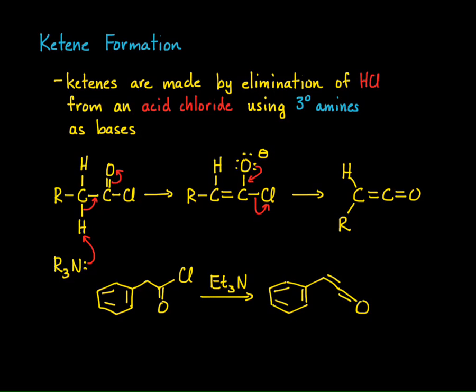So that is how we make carboxylic acid derivatives and acyl-like compounds. We see we can make esters and amides through migration processes. We can make nitriles through substitution or dehydration, and we can make ketenes through the elimination of HCl from an acid chloride using a tertiary amine.